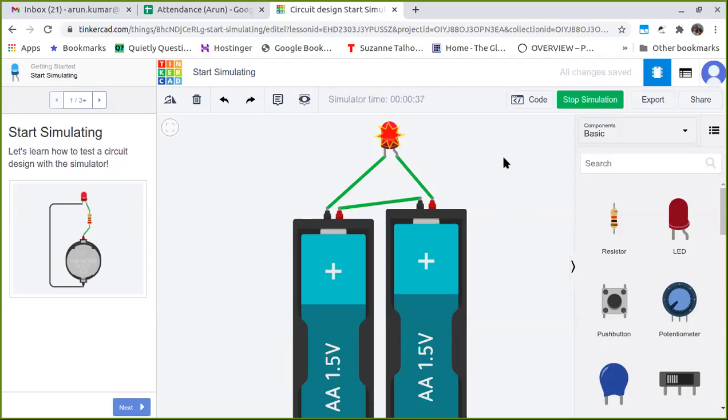So I would like to encourage you to go to this website tinkercad.com and fiddle around with this a little bit. And in the next class we will complete that discussion about how the bulb lights up and how a circuit works. So until then, see you.